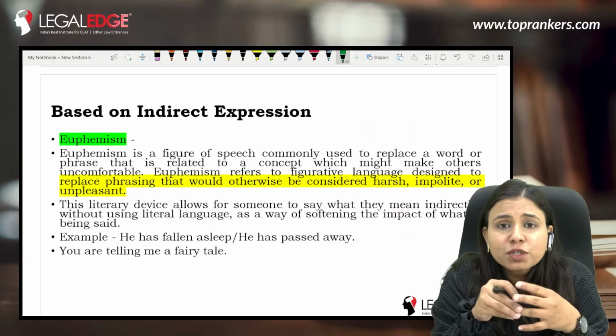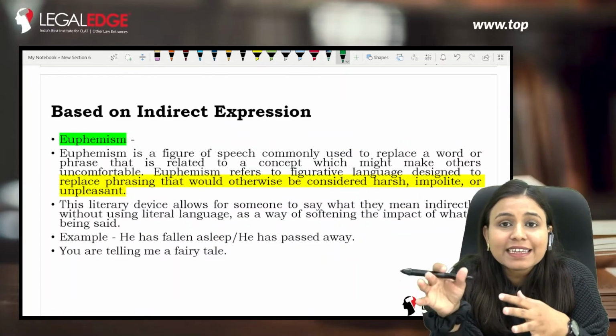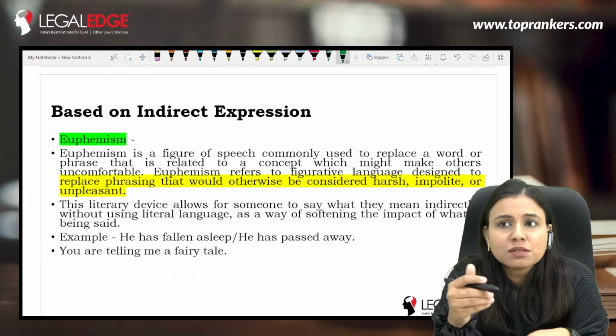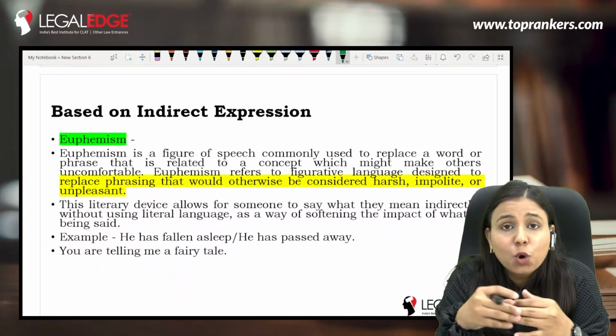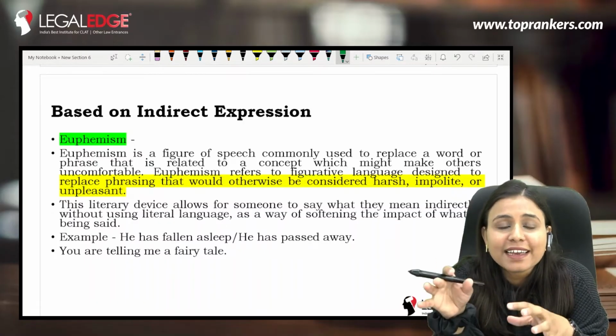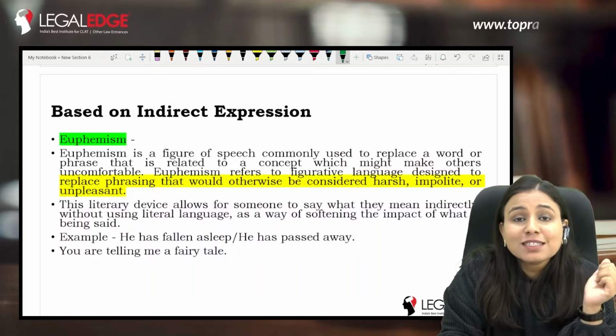Now we move on to the next part of our figures of speech, which is based on indirect expression. Now, rather than saying something directly, we are using this to nullify the effect or exaggerate the effect. So these figures of speech are based on indirect expression. Now, the very first figure of speech we have over here is euphemism.